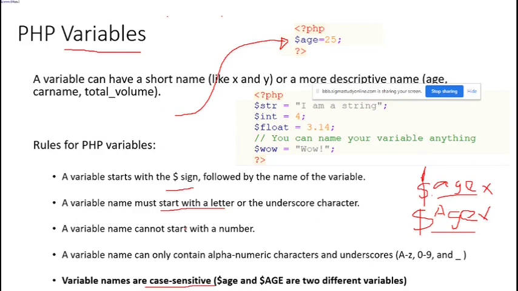So the first letter of the variable should be a capital or simple letter. An underscore is possible. That means you can create a variable like this, dollar underscore age. The first letter can be a character, or the first letter can be an underscore. So like this you can create one using the underscore. That's possible.